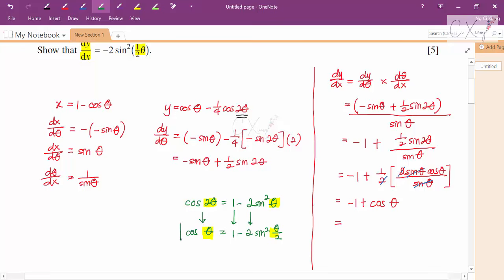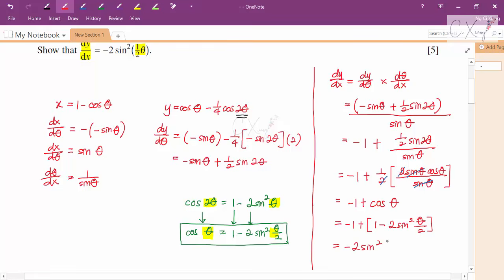All right, so we are going to apply this double angle formula to continue in our steps. All right, okay, so I'm having -1. So from here you can see that cos theta is equal to 1 minus 2 sine square theta over 2. So if you further simplify it, you will see that we finally get the answer that they want us to show, where the dy dx is equal to -2 sine square theta divided by 2.